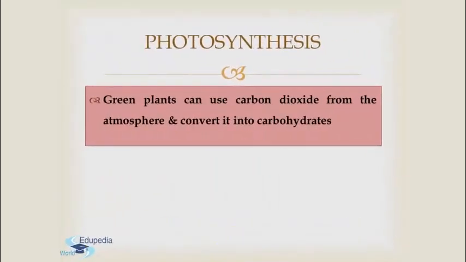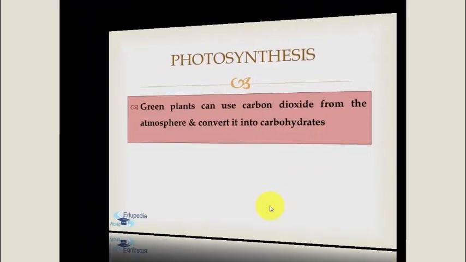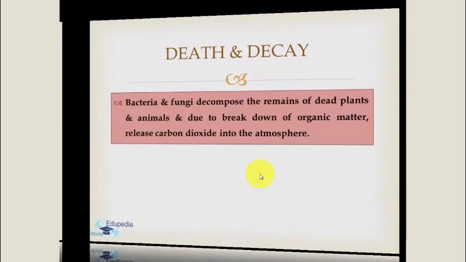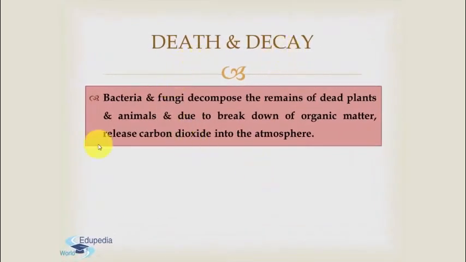First of all, we all know about photosynthesis. Green plants can use carbon dioxide from the atmosphere and convert it into carbohydrates. Next is respiration. All plants and animals release carbon dioxide in the atmosphere during respiration. Then death and decay. Bacteria and fungi decompose the remains of dead plants and animals, and due to breakdown of organic matter, release carbon dioxide into the atmosphere.